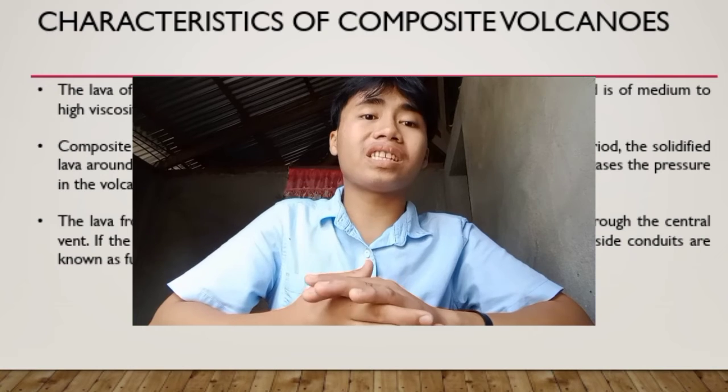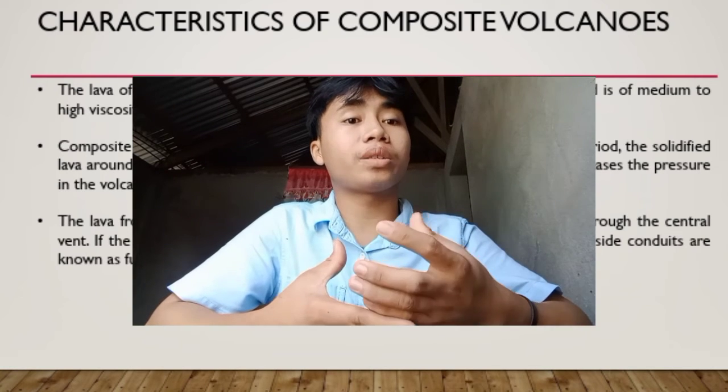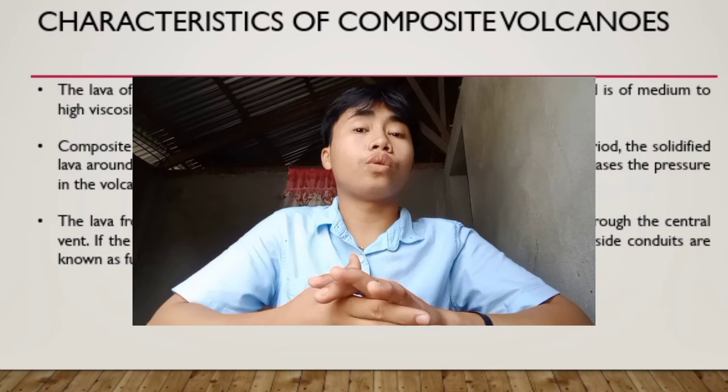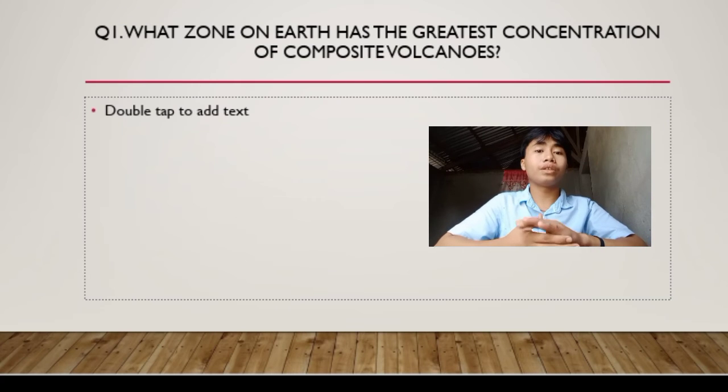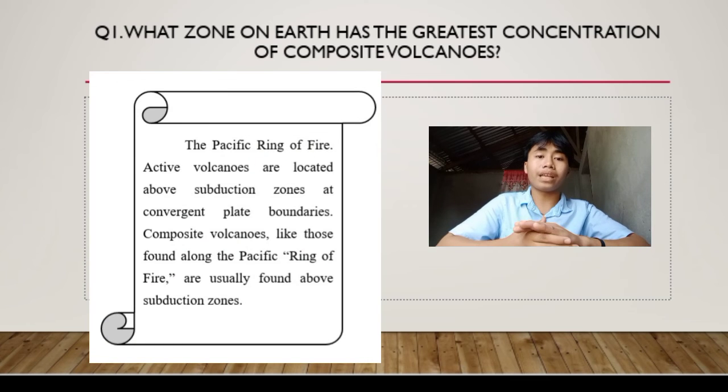Before I end this discussion, I provided some salient questions, and I will be the one to answer my own questions. Number one, what zone on Earth has the greatest concentration of composite volcanoes? The answer is the Pacific Ring of Fire. Active volcanoes are located above subduction zones at convergent plate boundaries, and composite volcanoes like those found along the Pacific Ring of Fire are usually found above subduction zones.